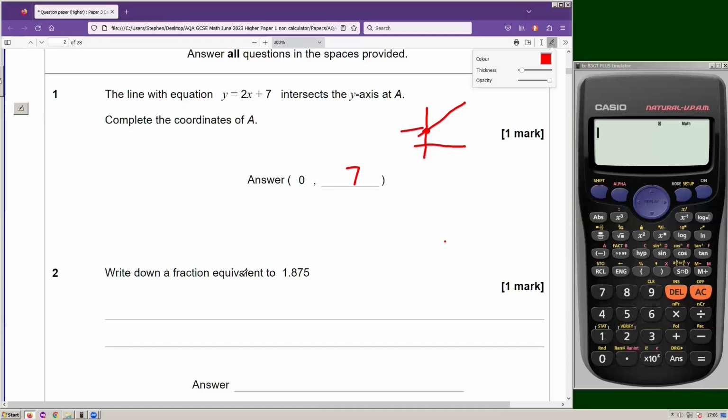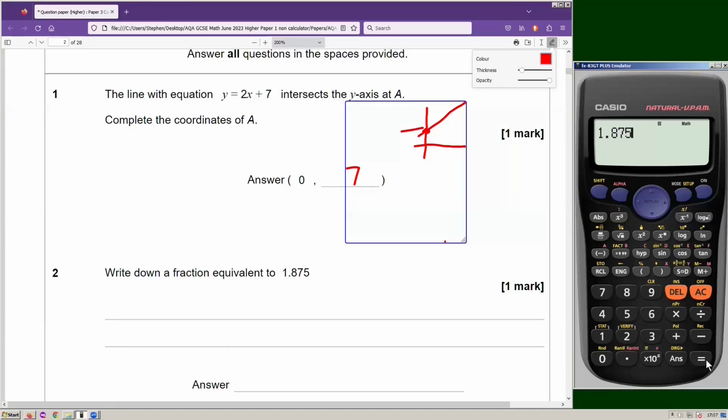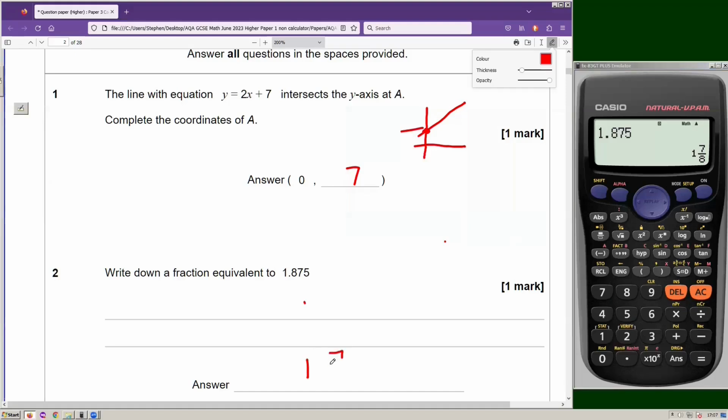Write down a fraction equivalent to 1.875, which is 1 and 7/8, but I know that from my engineering times, but we can use this calculator. Go equals, and there we go. Straight away, it's 15/8, a fraction. We could go 15/8, but we can do a mixed number if we go shift there, 1 and 7/8. So we'll put that in.